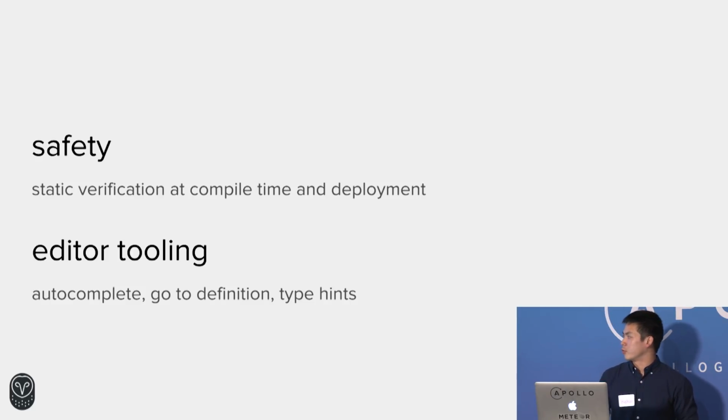As a secondary benefit, we get a lot of editor tooling. While you're actually developing software, you get nice things like autocomplete and go to definition. The type system can tell you if you've made a mistake spelling something.